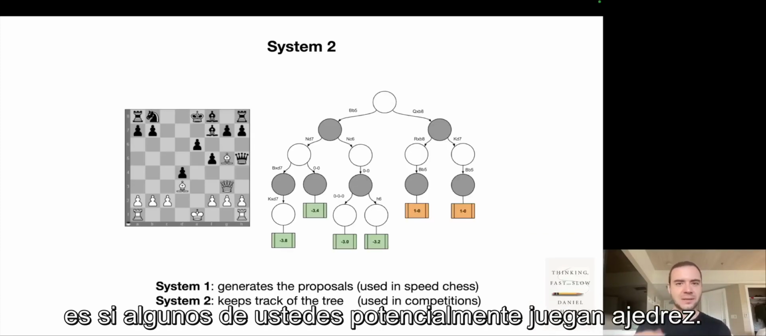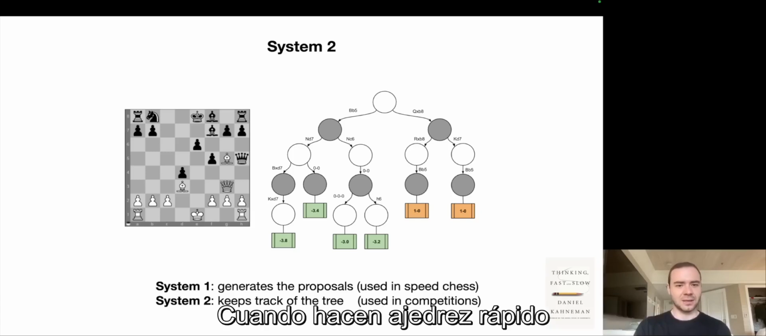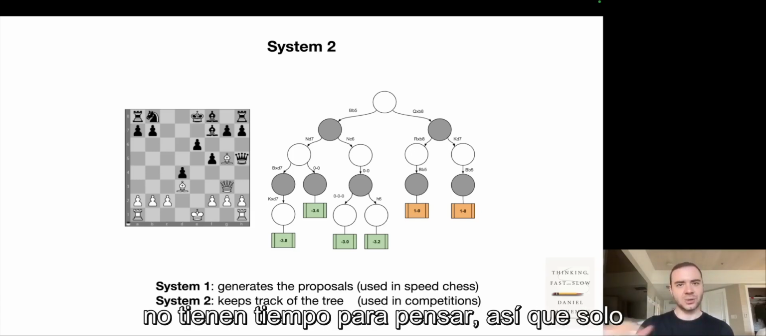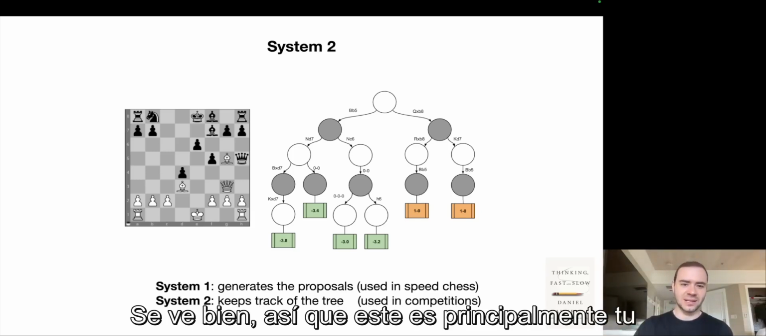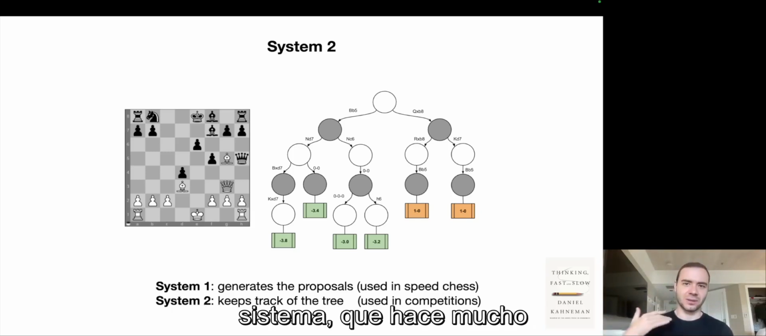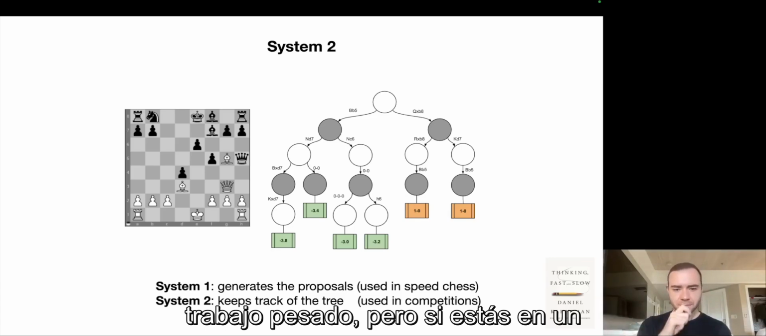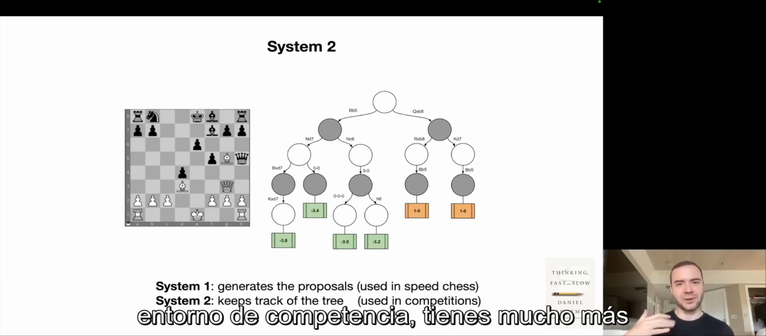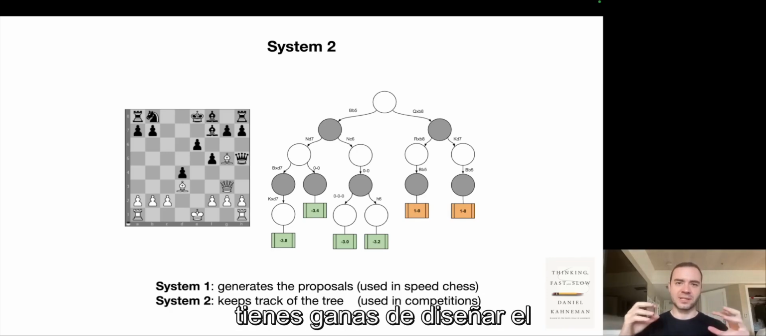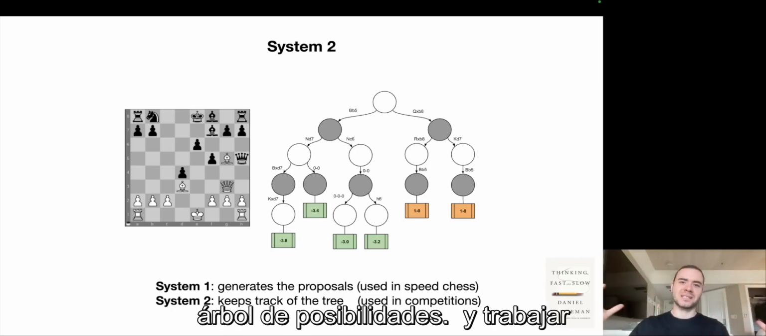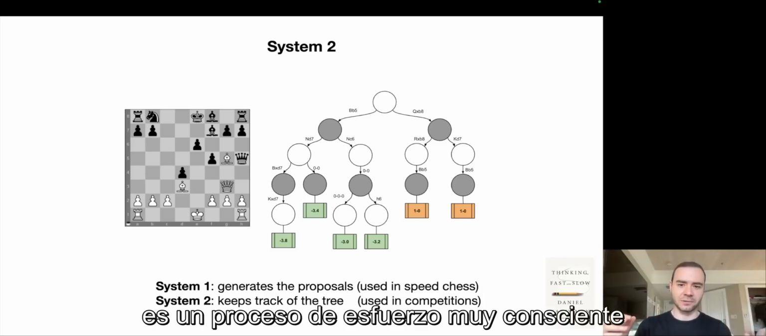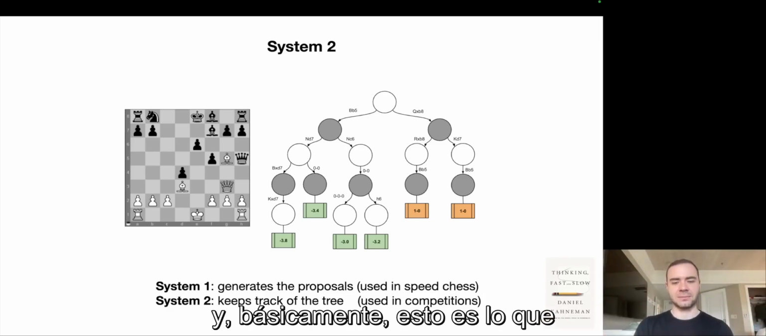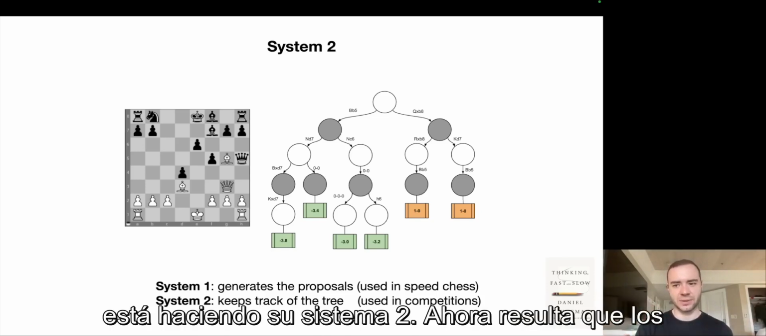Another example is if some of you play chess. When you're doing speed chess, you don't have time to think, so you're just doing instinctive moves based on what looks right. This is mostly your system one doing a lot of the heavy lifting. But in a competition setting, you have a lot more time to think it through, and you feel yourself laying out the tree of possibilities and working through it and maintaining it. This is a very conscious, effortful process. And basically, this is what your system two is doing.